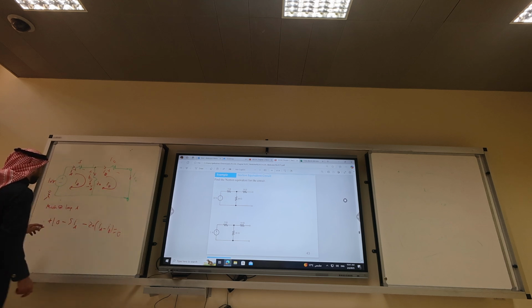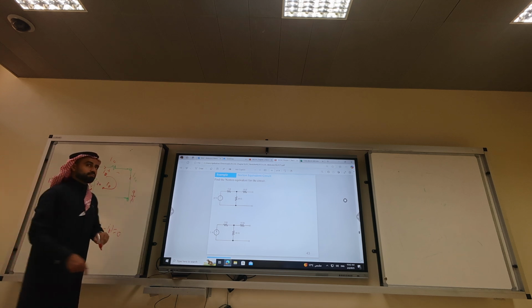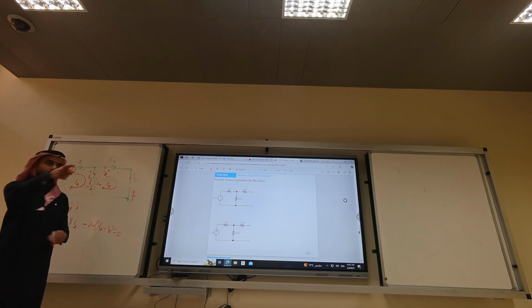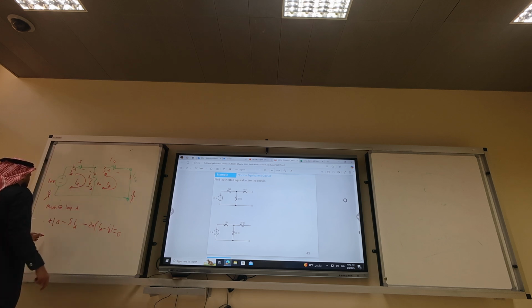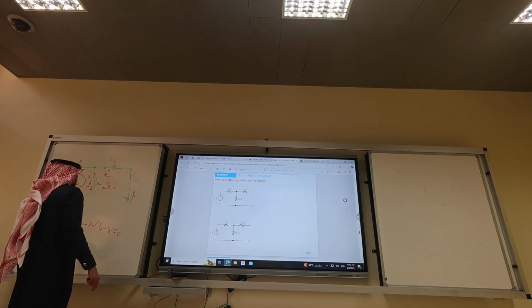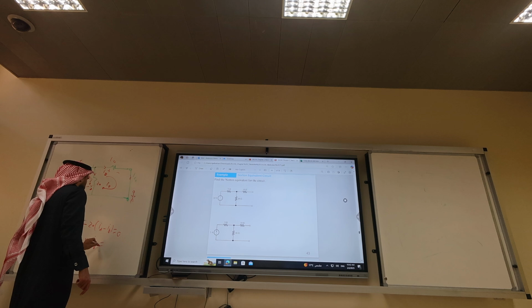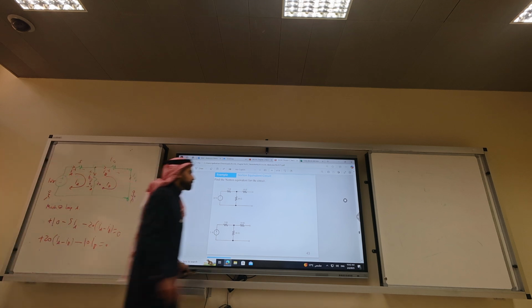Let's do KVL here. Who wants to be the KVL? Abdul Majid. Rise or drop? Rise. What's the formula? Plus 20 multiplied by IA minus IB. Good. And then the drop: minus 10 times IB equals 0. Now the system in standard form. Who wants to do the standard form?